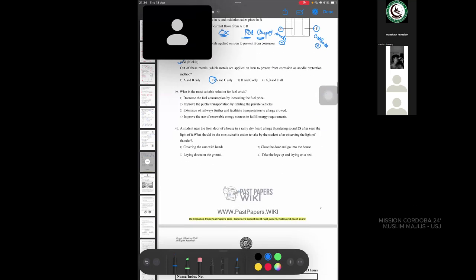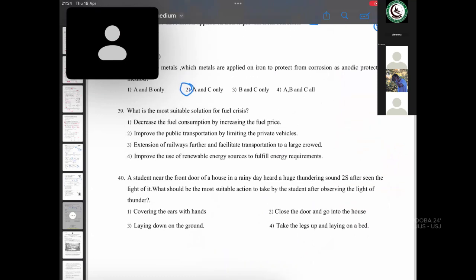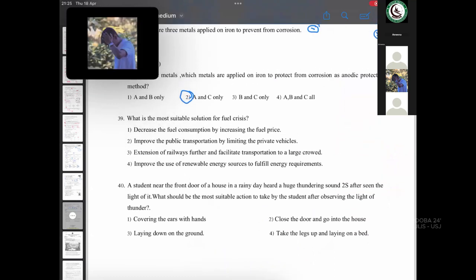What is the most suitable solution for fuel crisis? Now I want to see how you all are thinking. What answers did you all put for this? First one, decrease fuel consumption by increasing fuel price. So now we have a fuel crisis in the country, and I want to combat it, so I increase the fuel price. But the rich will always buy, because the rich always have money. So is that a good solution?